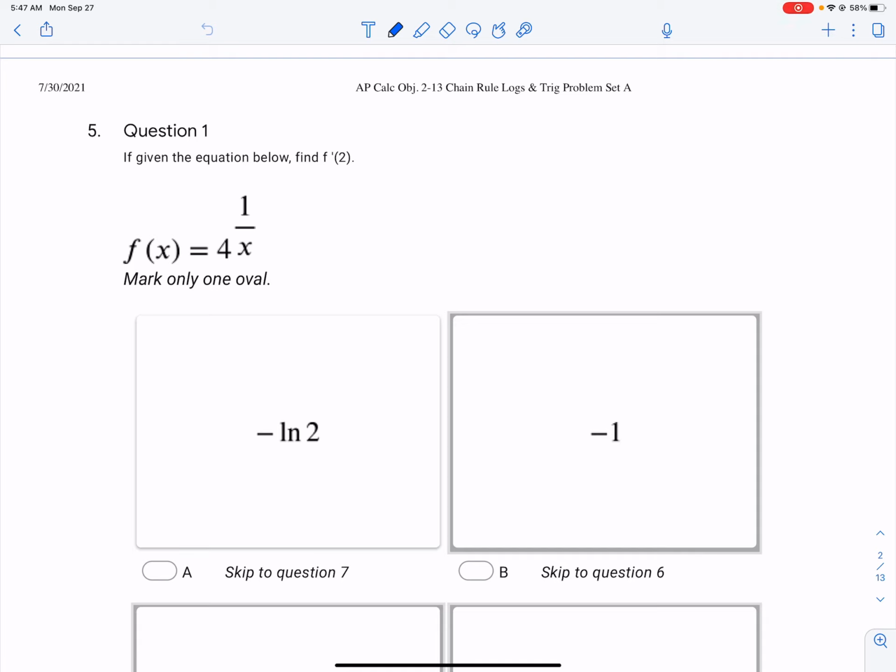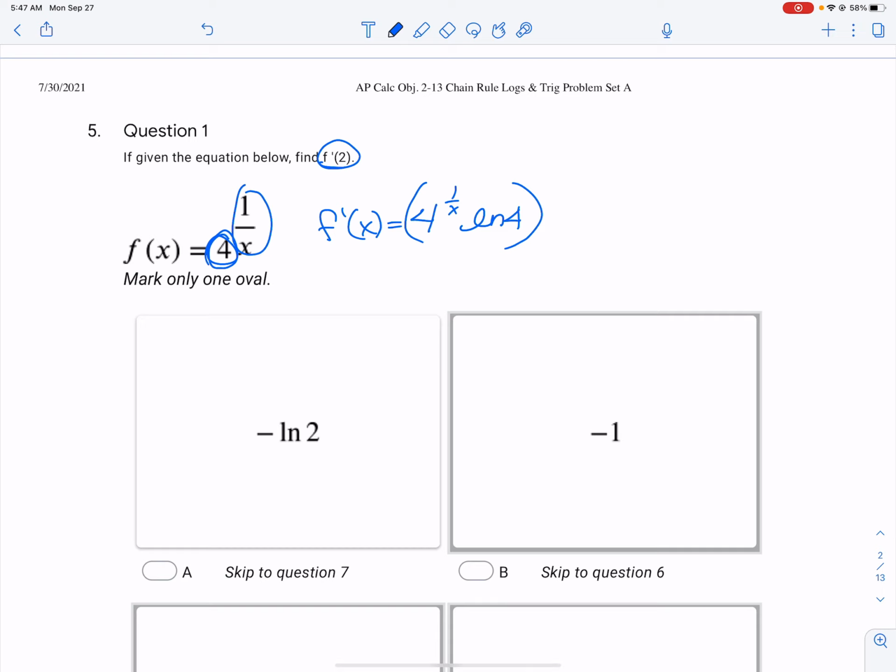Okay, so let's go ahead and take a look at this section. This one is chain rule with logs and trig, but I can also find the derivative at a point. So first, f prime of x: the outside is a to the x times ln of a. So this is 4 to the 1 over x times the ln of 4. That takes care of the outside function of 4.